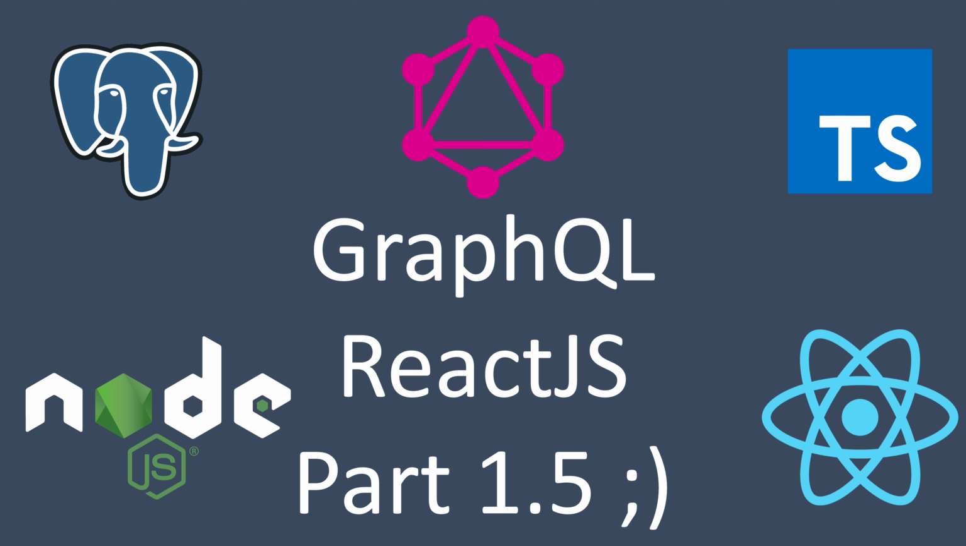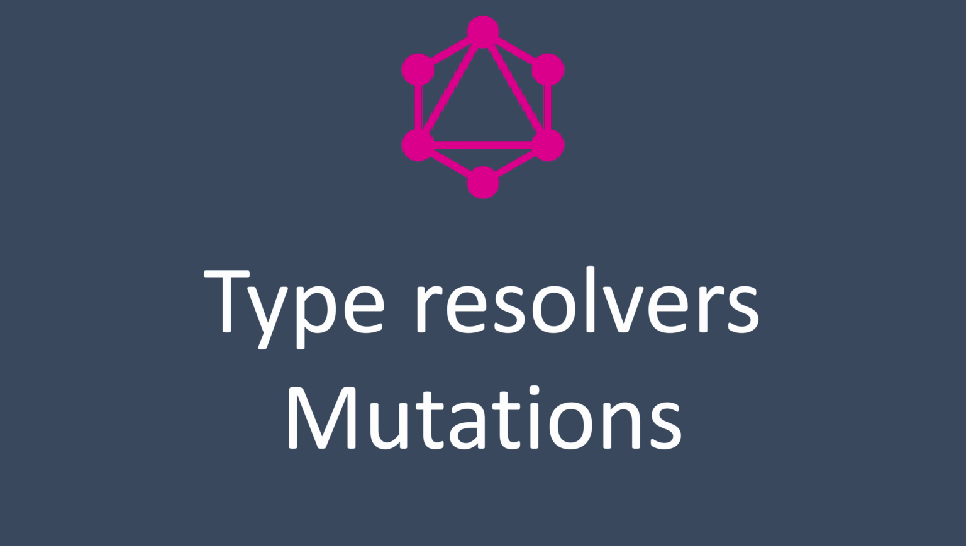At the end of part 1, I said that in part 2, we would move on to creating a ReactJS application that would use the GraphQL API and display a list of to-dos on the screen. But before I do, there's a couple more points I want to cover with respect to the GraphQL server. These points are type resolvers and mutations.